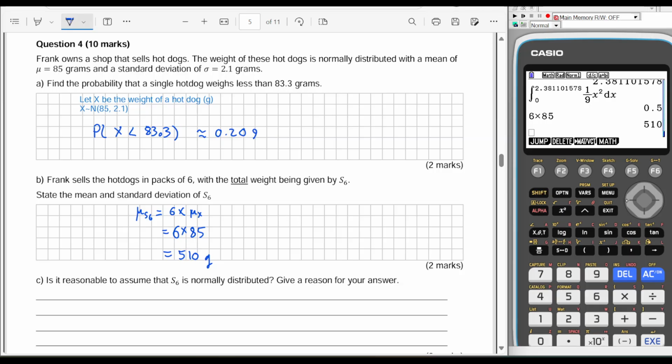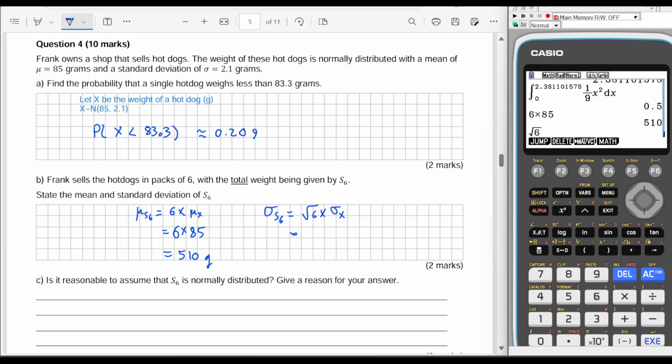Good. And the standard deviation of S6 is root 6 times the standard deviation of the original one. So this is going to be root 6 times 2.1.